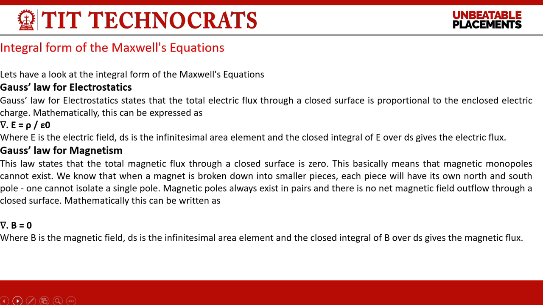This is the must condition, that magnetic poles exist in pairs and there is no net magnetic field outflow through a closed surface. Mathematically, we can write it as del dot B is equals to 0, where B is the magnetic field, ds is the infinitesimal area element, and B is the magnetic field in the closed integral form.